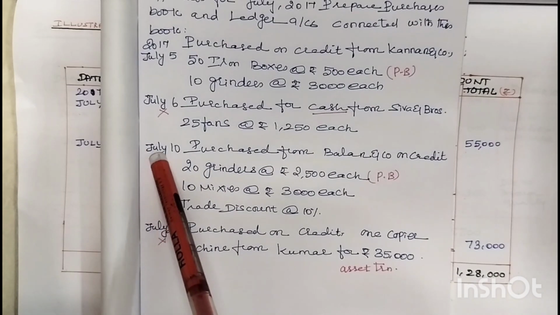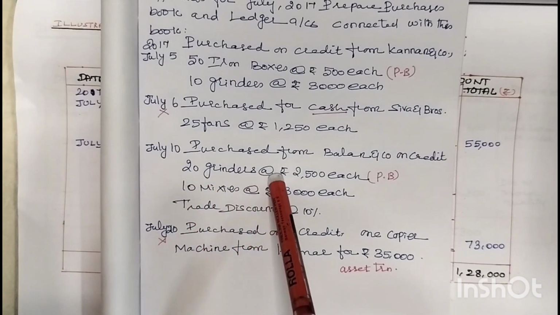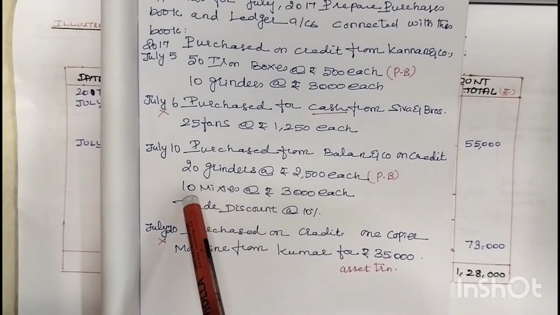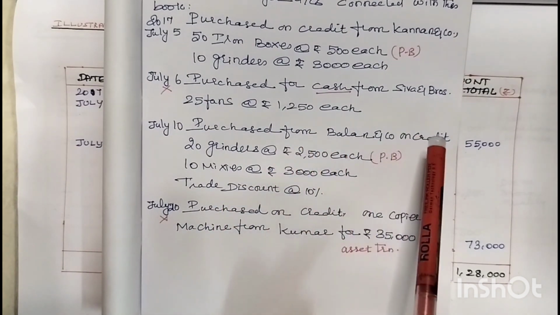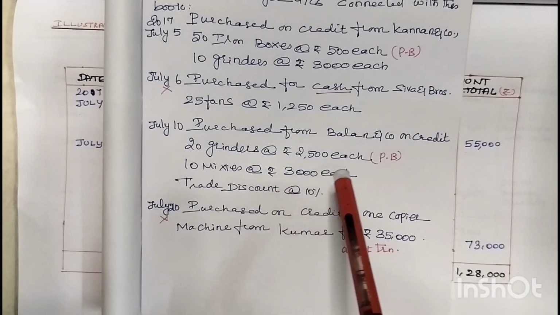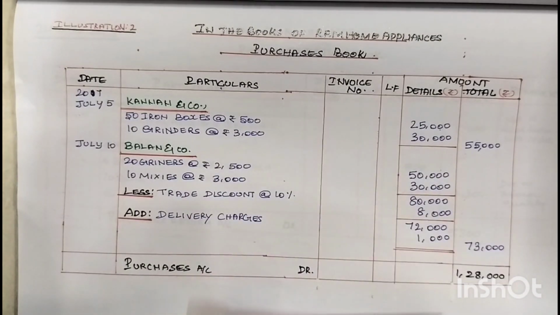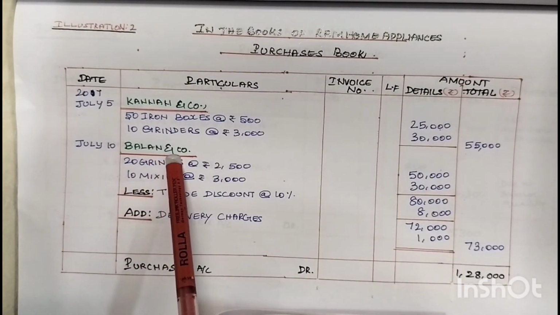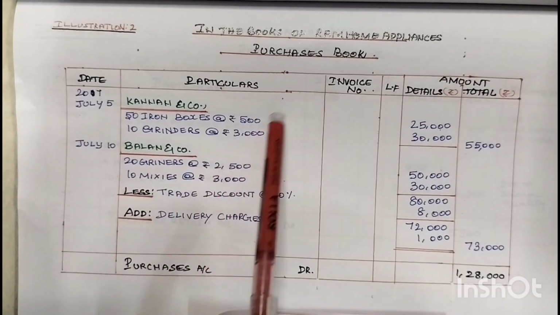That is July 10, purchased from Balan and Co on credit 20 grinders at rupees 2500 each and 10 mixies at rupees 3000 each. Trade discount at 10%. What does this transaction tell us? This is a credit purchases transaction, purchased from Balan on credit. So we are going to enter this transaction into the purchases book. In the purchases book, dated July 10, the supplier name Balan and Co is entered, and the details of Balan and Co we have to enter in the particular column.